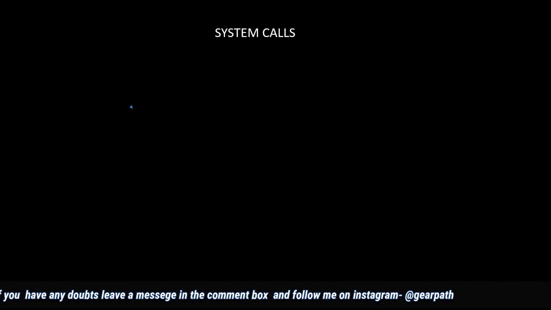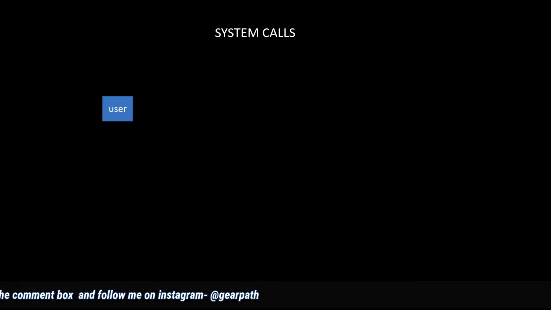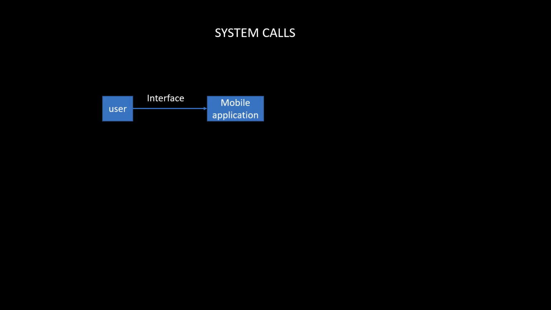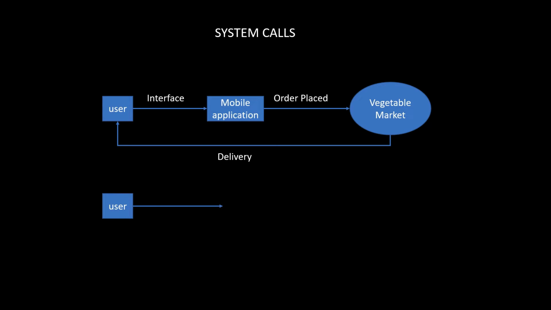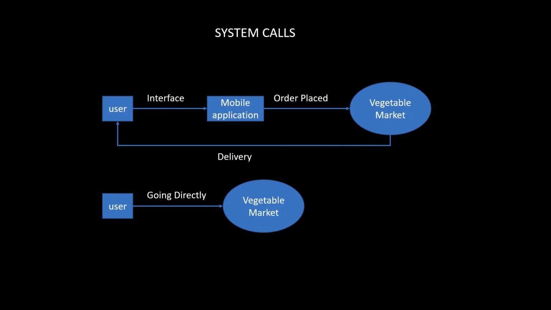In this lecture we're going to discuss system calls. So what are system calls? System calls are just a direct connection between the kernel and the system. You can take an example: if you are going to order vegetables through an app, first you need to select those vegetables, then the order will be placed on the other side. When the delivery comes, it will take some time. Instead of that, if you go directly to the vegetable market and buy vegetables, you will get them more speedily. System calls do that work for us. It calls the system directly.